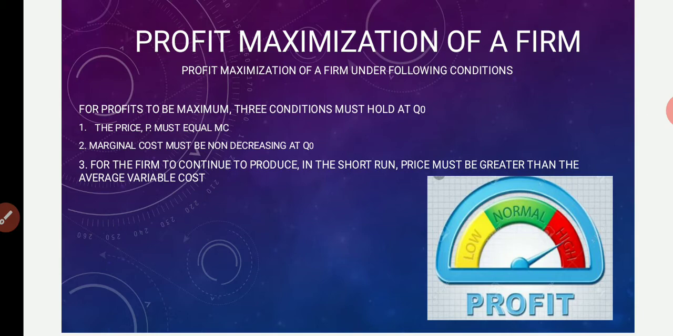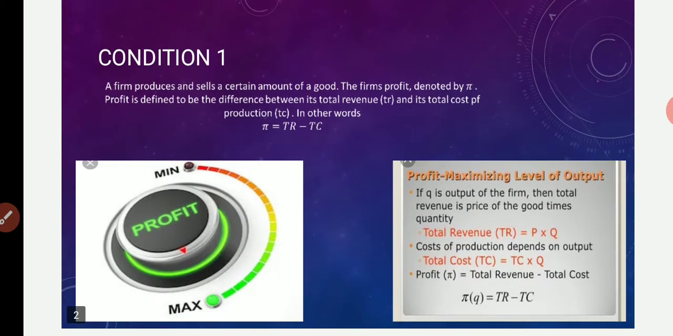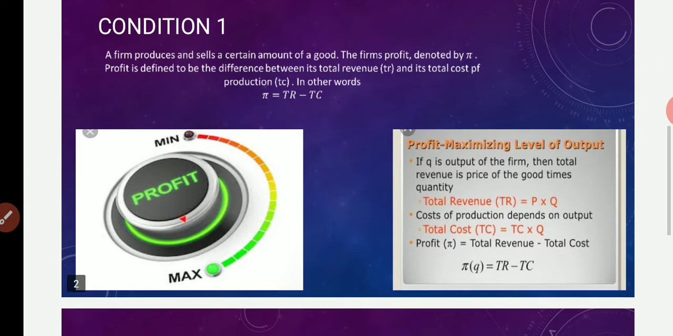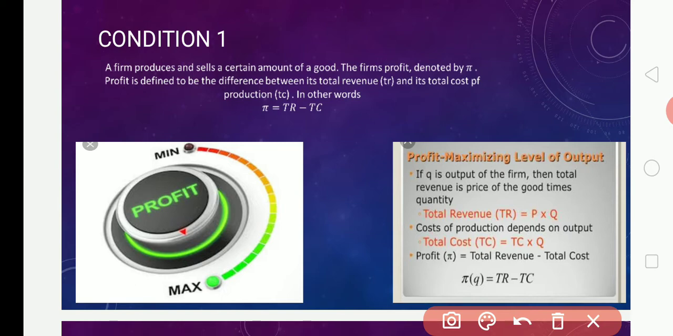First, let us understand what is profit. Profit means it is the difference between the total revenue and the total cost. Total revenue means the income earned by the seller, and total cost means the total money spent to produce a good. In the third chapter we discussed the cost concept, so here I'm not going into detail. The total cost is the total money spent by the producer to produce a good.